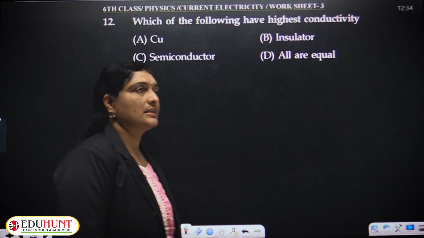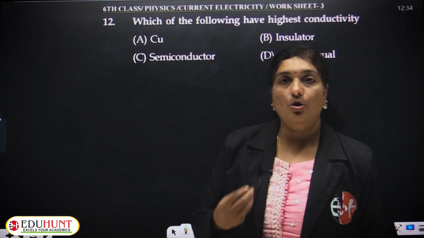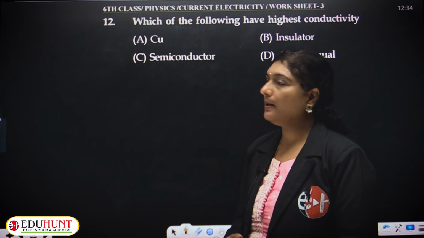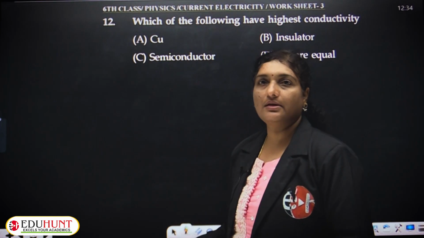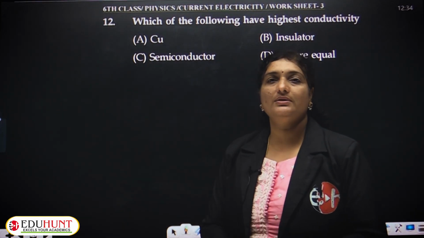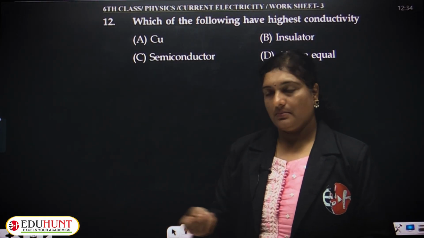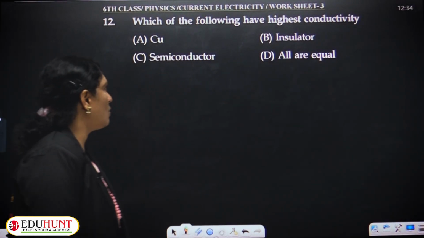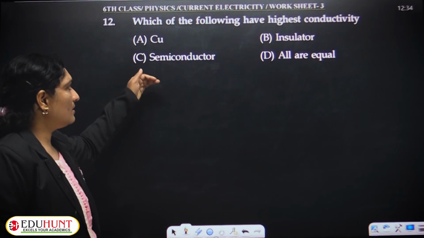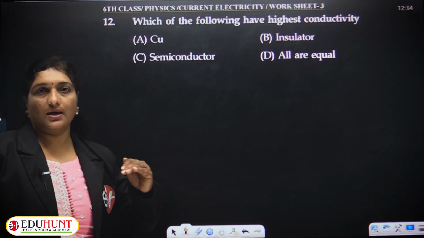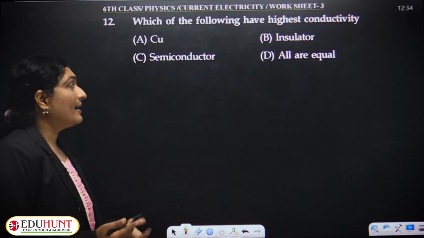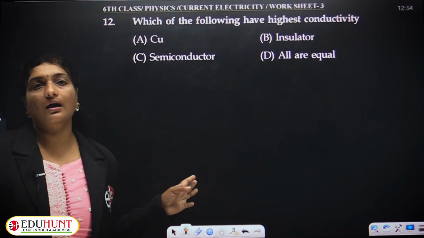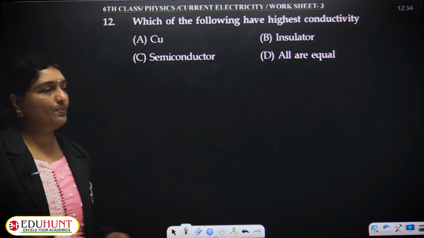Earlier we have discussed that silver and copper are all good conductors of electricity. Because silver is a little costlier, generally we will be using copper in our electronic equipment. Connecting wires, we will be using copper. Semiconductors partially allow the current to flow through them, and an insulator is a bad conductor. The insulators will not allow the electricity to pass through them.